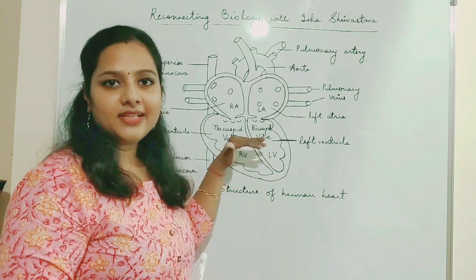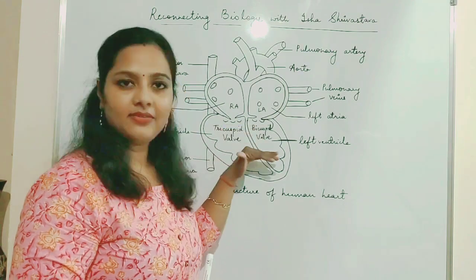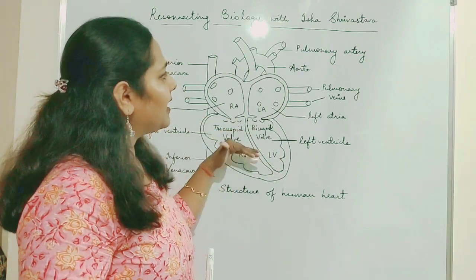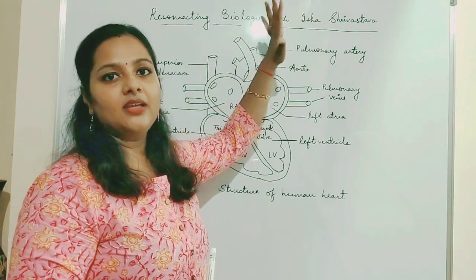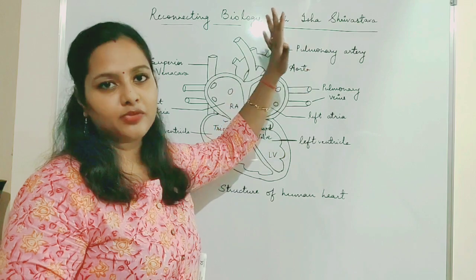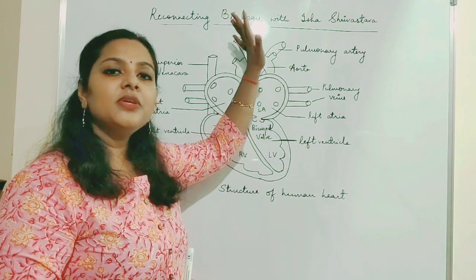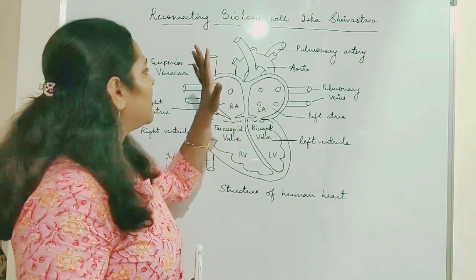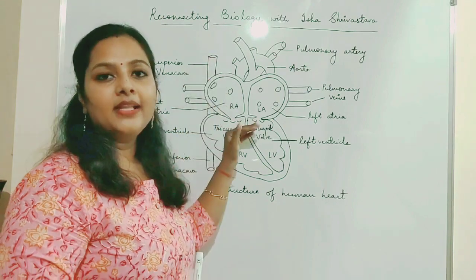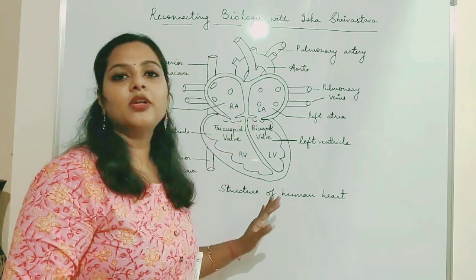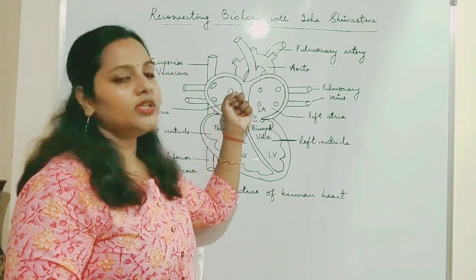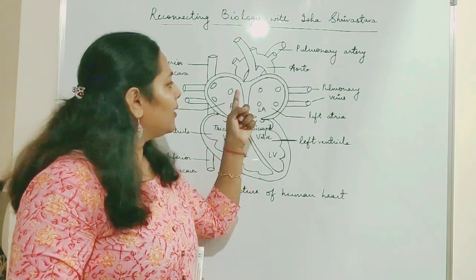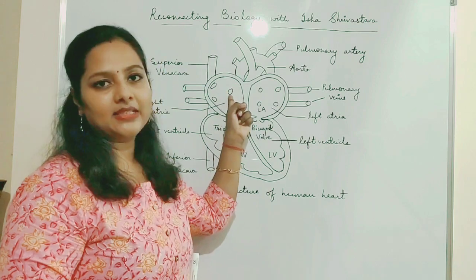Let's judge it from the heart level. This is the heart level. Above the heart, every point of the body is considered to be the superior part of the body. The blood from the superior part of the body is brought by the superior vena cava, while the blood from the inferior part of the body is brought by the inferior vena cava, and it is poured into the right atrium. Now, what is this coronary sinus?